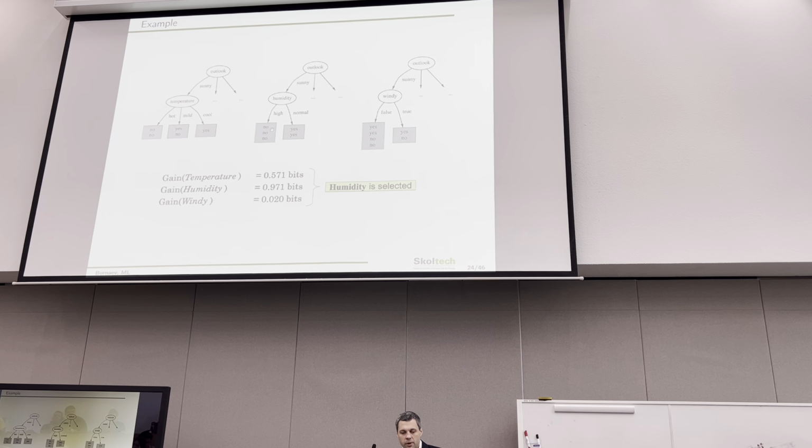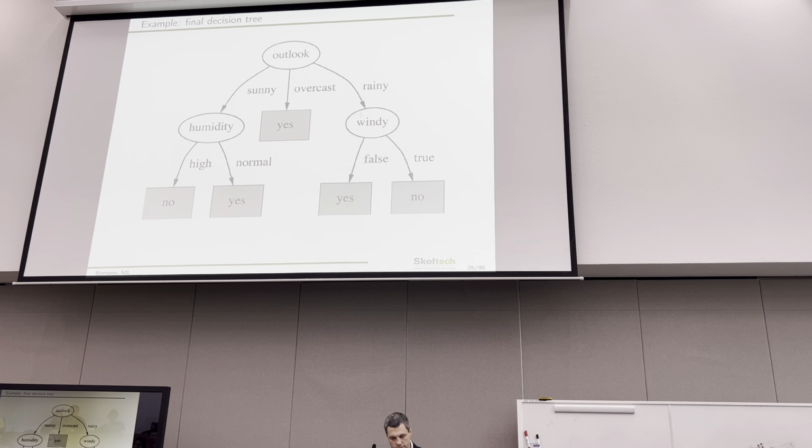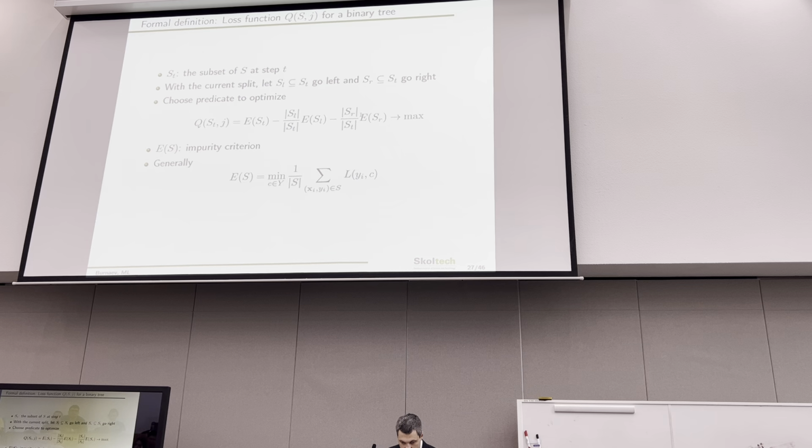When we do such a split, we observe that the subsets we get are pure, because for the left subset all labels are no, and here all labels are yes. That's it. So we get this part of the decision tree, and then we repeat the process for this node. Finally, we get this result. Any questions so far, guys?